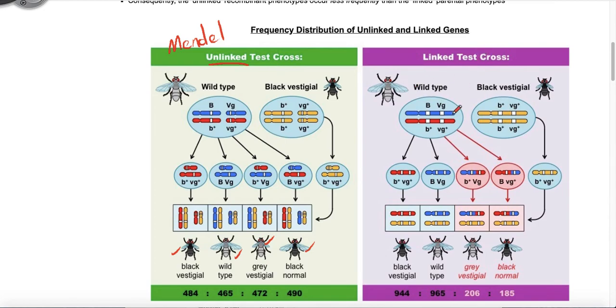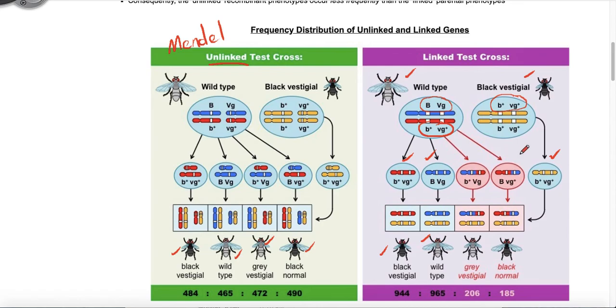Now for this one, since it's on the same chromosome, we expect these two alleles to go together into the gamete, and here it is. And then we expect these two alleles to go together into the gamete, and there it is. And then we expect this parental allele to also go together into the gametes, and there it is, because the alleles are on the same chromosome. So notice that the majority of the offspring are going to resemble the parents, which is wild type, like the parent here, and black vestigial, like the parent here.